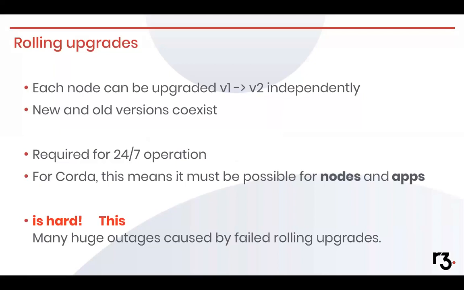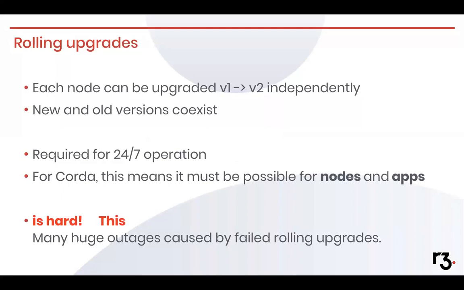So in Corda, we have a fractal problem, actually, because not only must Corda nodes be able to roll out in a rolling upgrade setup, but also applications that run on top of it. And therefore, it's not enough for us to solve this problem for ourselves. We've got to solve it for our developers as well.